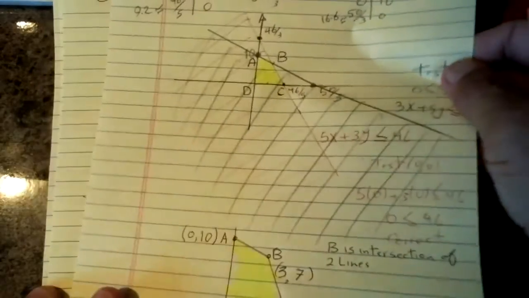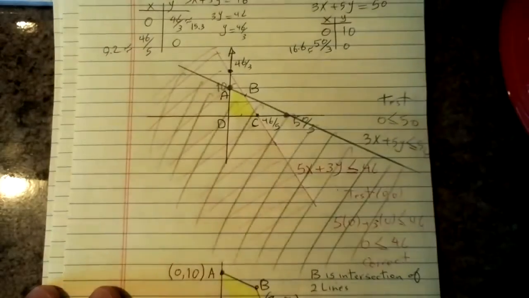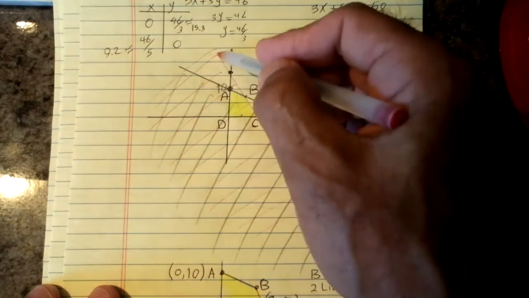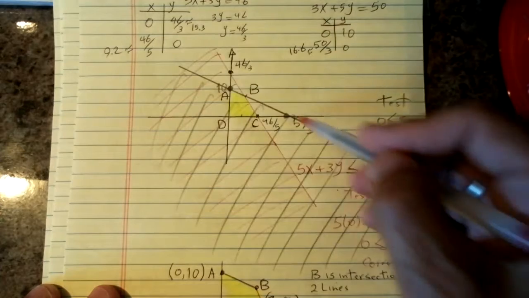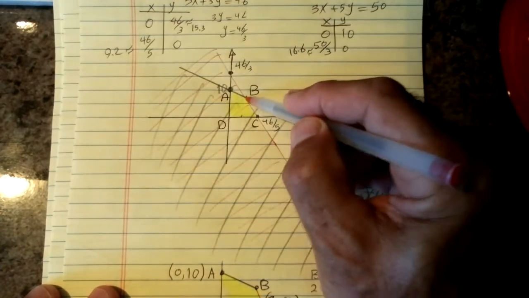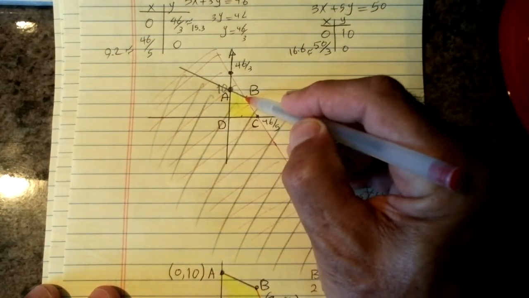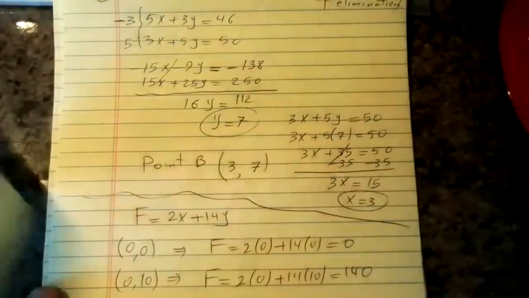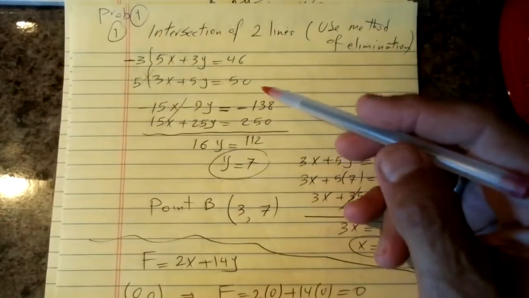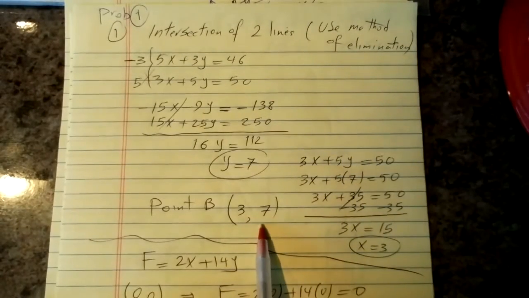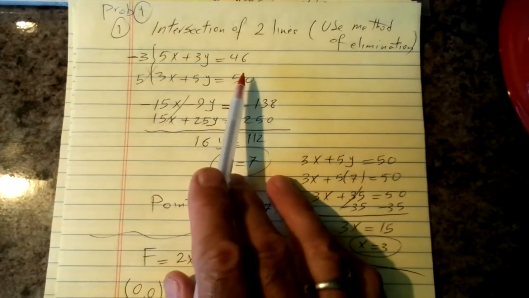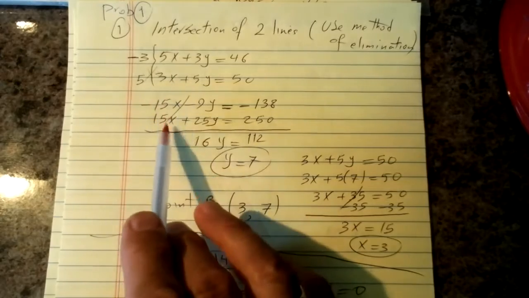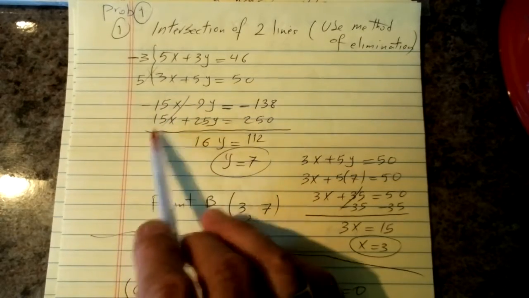Or this point, point B. Point B is the intersection of 2 lines. These 2 lines, or these 2 inequalities, intersect at point B. To find the point of intersection of 2 equations, you have to solve them. So the intersection is 3 and 7. You could use the method of elimination. If I want to eliminate x, I multiply by 3 over there, 5 here.